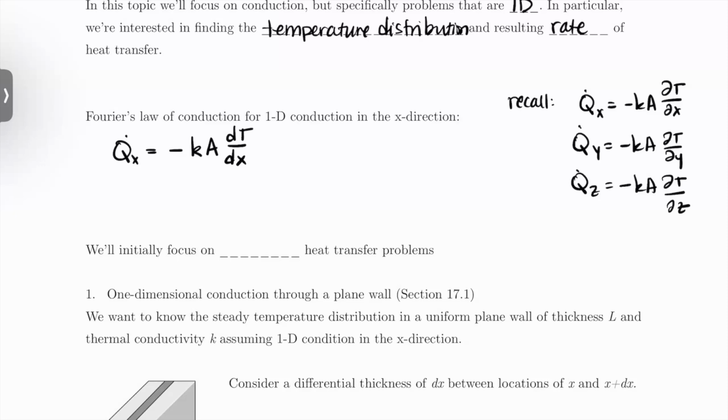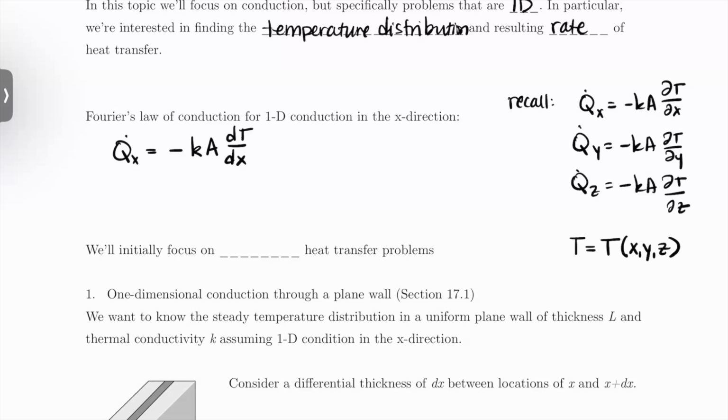Because we're saying that this is a one-dimensional problem, you might notice that instead of having a partial derivative, I have a total derivative, right? So the partial derivatives in here are because temperature is generally a function of x, y, and z. So when you have more dependencies in your variable T, it has to be a partial derivative. But now that we're saying temperature only depends on x, I can write this as a total derivative. Okay?